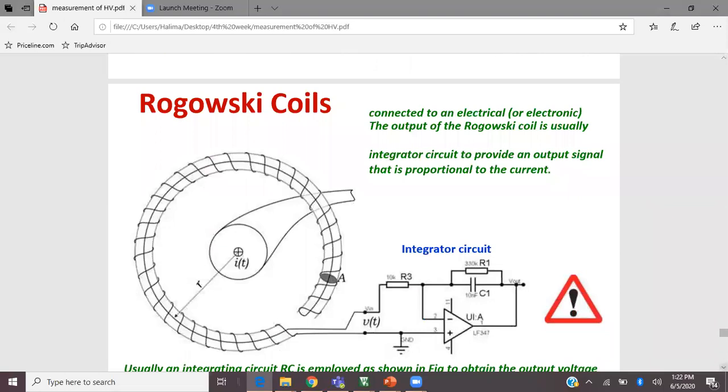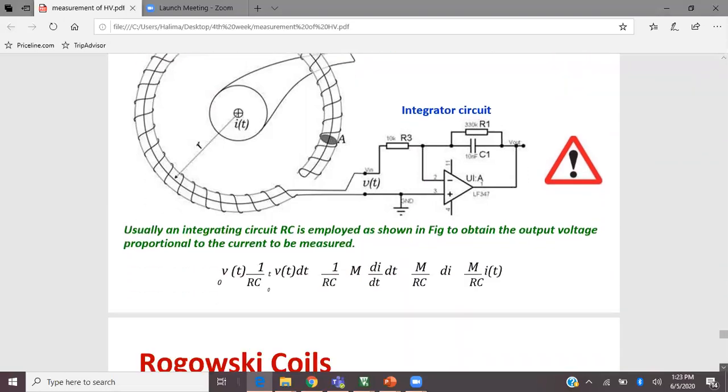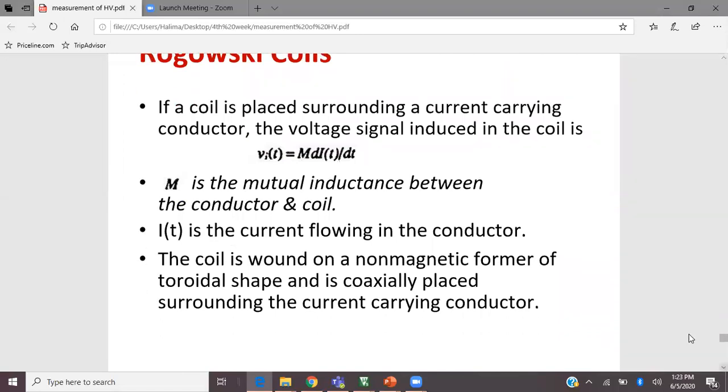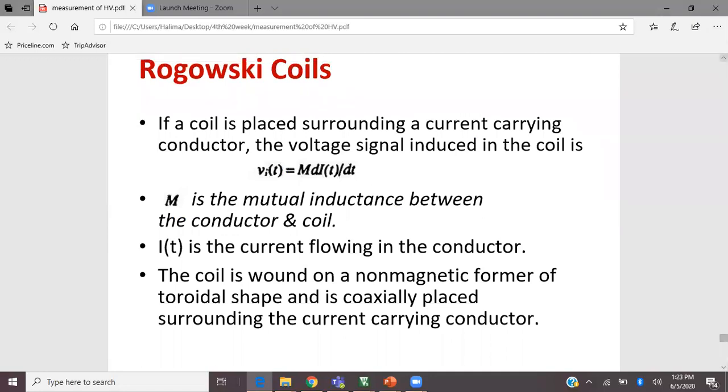So this is how it is connected to an electrical or electronic circuit, and you can see that the output of the Rogowski coil is usually fed to an integrator circuit to provide an output signal which will be proportional to the current here. So if a coil is placed surrounding a current carrying conductor, the voltage signal induced in the coil will be given by V is equal to M di/dt, where M is the mutual inductance between the coil and the conductor, and I is the current flowing in the conductor, and the coil is wound on a non-magnetic former of toroidal shape and coaxially placed surrounding the current carrying conductor.